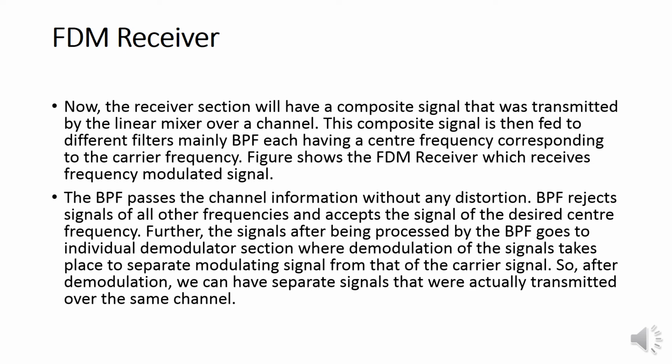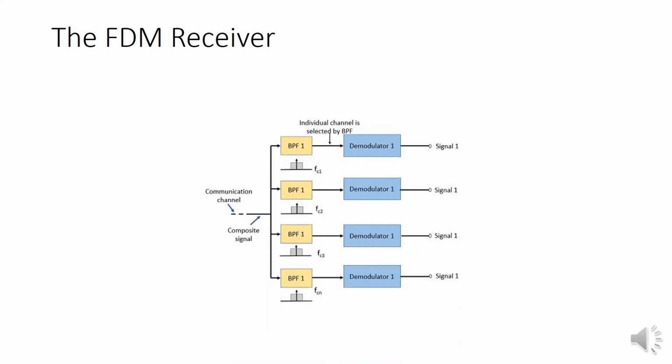Further, the signal after being processed by a bandpass filter goes to individual demodulator sections where the demodulation process takes place. This separates the modulating signal from the carrier signal. After the demodulation process, we have the separate signals, which were actually transmitted over the same channel. This is the block diagram of the FDM receiver.